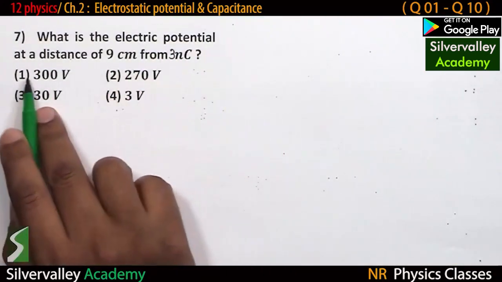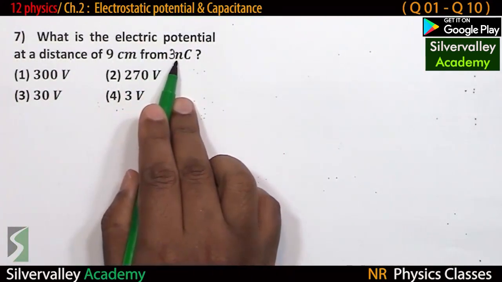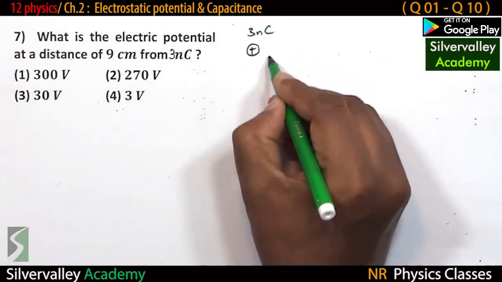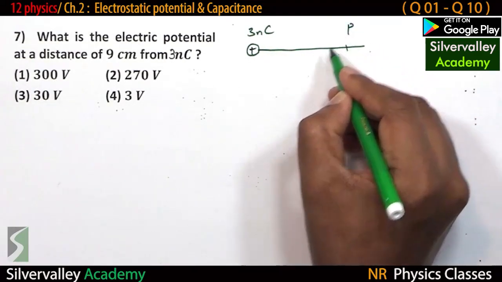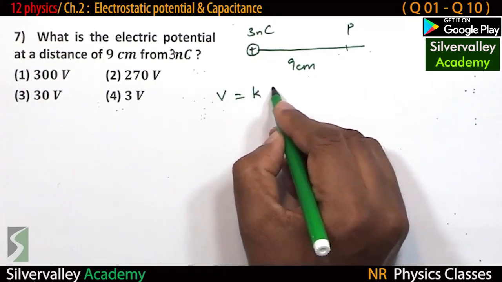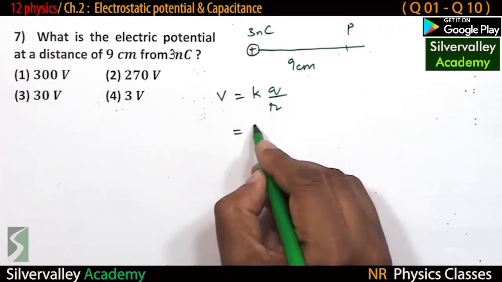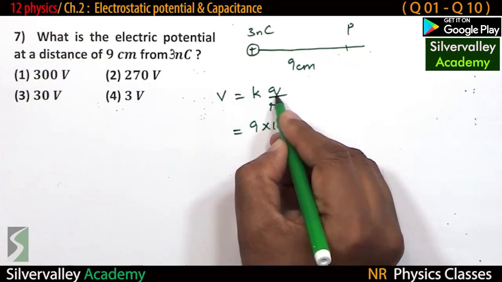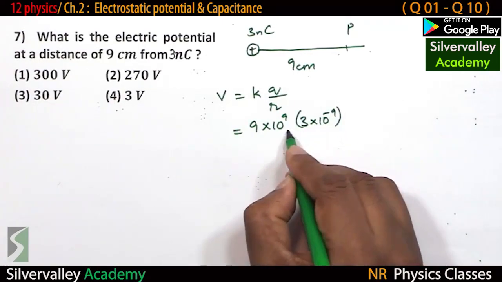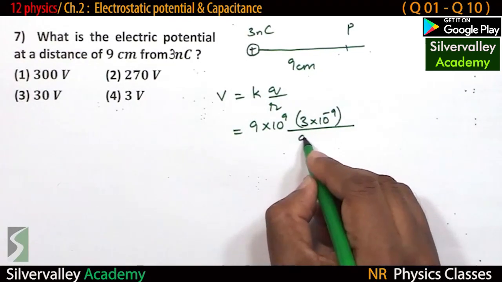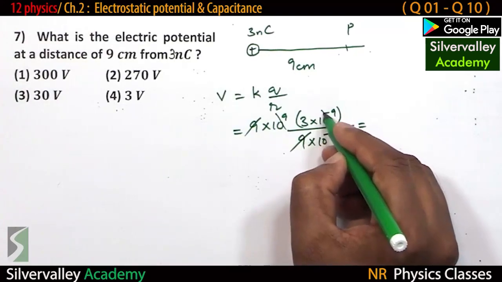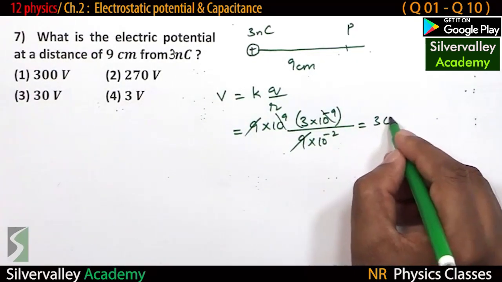What is the electric potential at a distance 9 centimeter from 3 nanocoulomb? So there is a charge 3 nanocoulomb. This is point P at a distance 9 centimeter. So potential is constant times Q by R. The constant is 9 into 10 power 9. Charge is 3 into 10 power minus 9, divided by distance, 9 into 10 power minus 2. It is 300 volt.